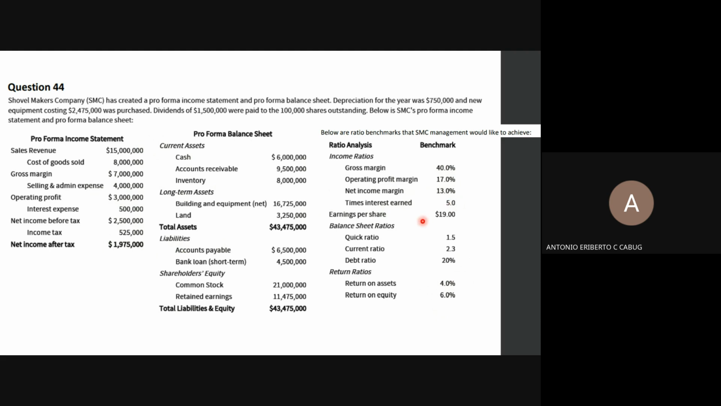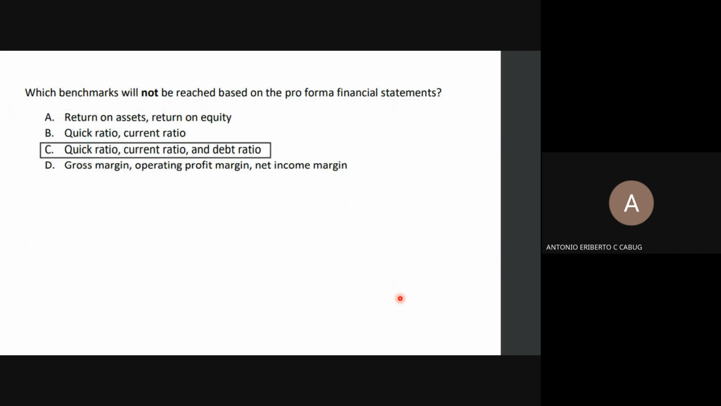Earnings per share are not comparable. You cannot compare that. Balance sheet ratios, quick ratio is 69.5 divided by 11 million. I think ours is lower, no? So 1.5. Right? Okay, I think ours is lower than 1.5. Yeah, lower. Current ratio, when included, okay, lower. Debt ratio, our debt ratio is good. This is lower than 20%. ROA and ROE, I think we are good, no?